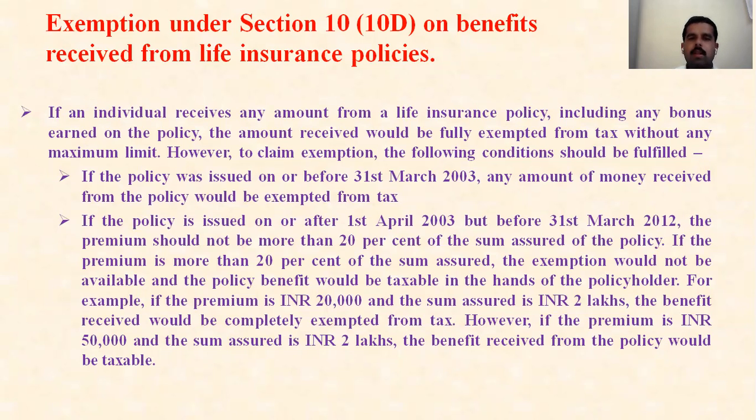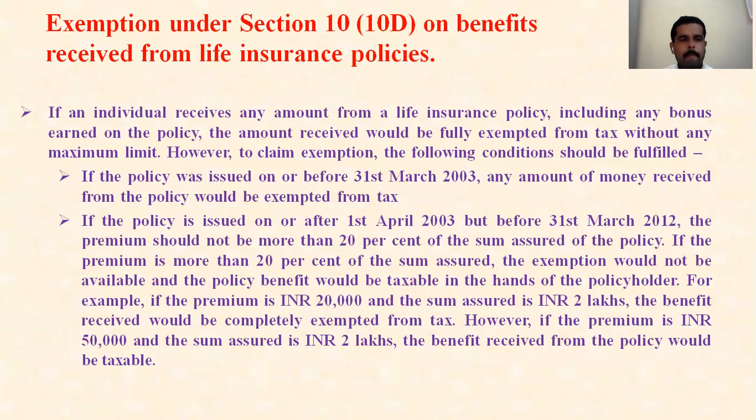However, to claim the exemption, the following conditions should be fulfilled. If the policy was issued on or before 31st March 2003, before 2003, any amount of money received from the policy would be exempted from tax. If the policy is issued on or after 1st April 2003, but before 31st March 2012, the premium should not be more than 20% of the sum assured of the policy. If the premium is more than 20% of the sum assured, the exemption would not be available and policy benefits would be taxable in the hands of the policy holder.